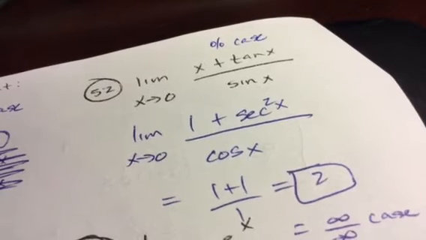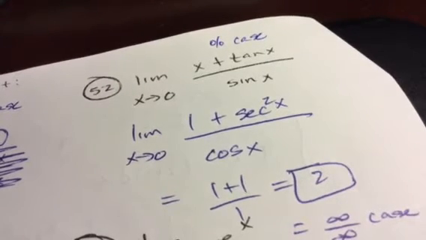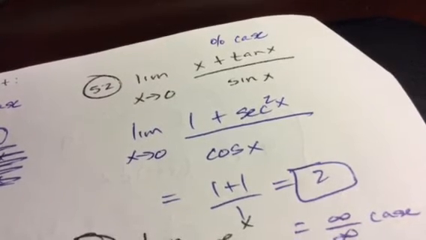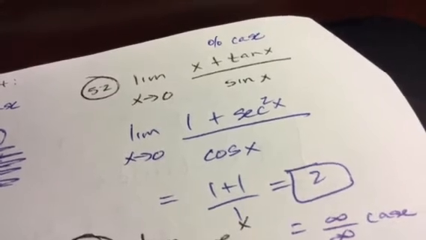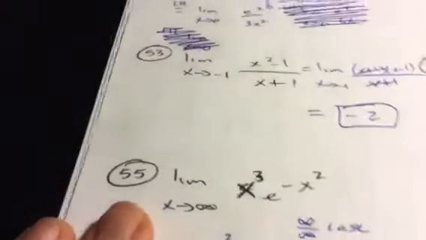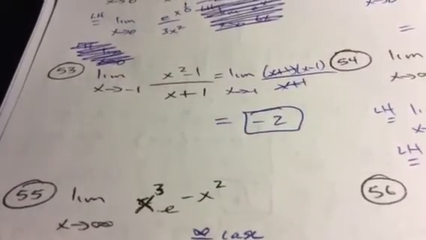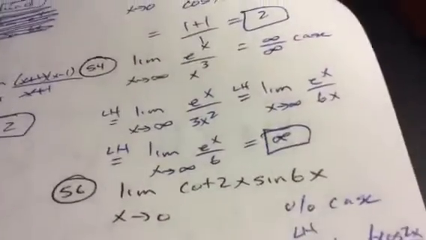This is another 0 over 0 case, so take the derivative of the top and the bottom. Now, when I plug 0 in for secant and cosine, I get 1. So this one, I only have to take the derivative 1 time. Here, I don't really need to use L'Hopital's. I could also just factor it.